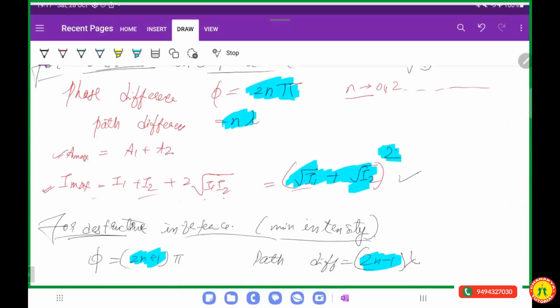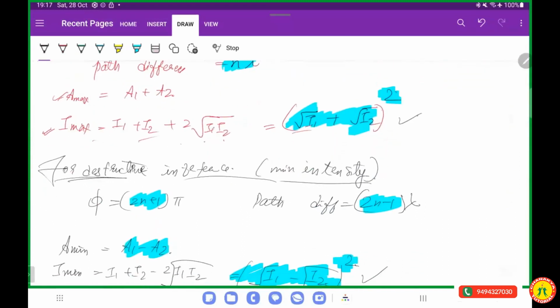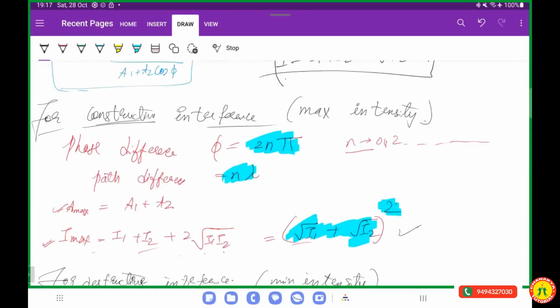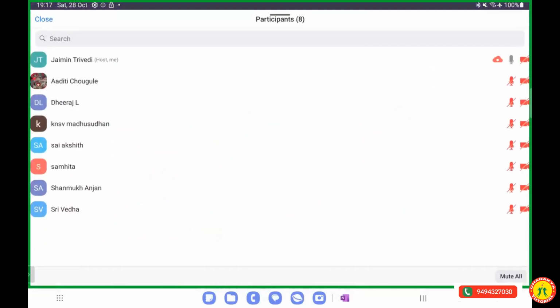No one knows? Aditi, Dheeraj, Madhusudan, Akshat, Samhita, Shanmukh, Veda.